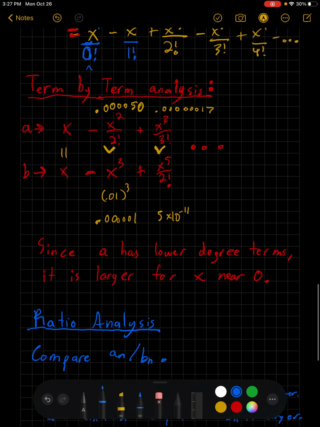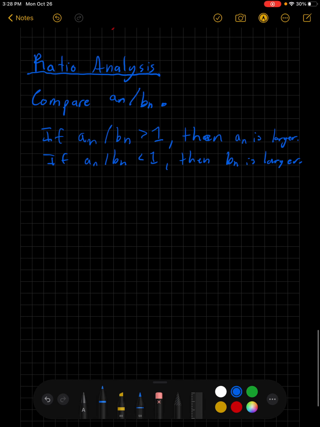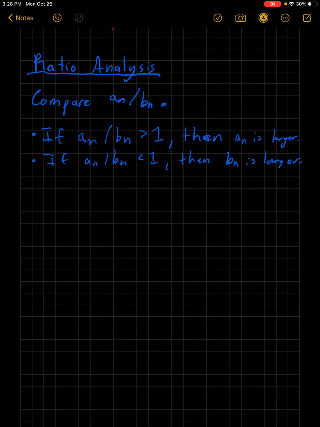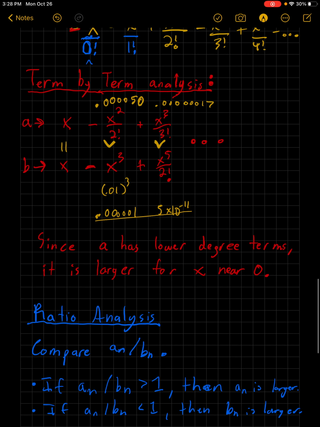So term by term will work, but sometimes you're going to see when you're trying to do homework problems that the term by term stuff is kind of ugly. And I think sometimes it's easier just to think of the ratio between them, because we should be able to compare any nth term and see which one is bigger. And let's just go ahead and check this. So the idea is if I have A sub n over B sub n, well, what is A sub n?